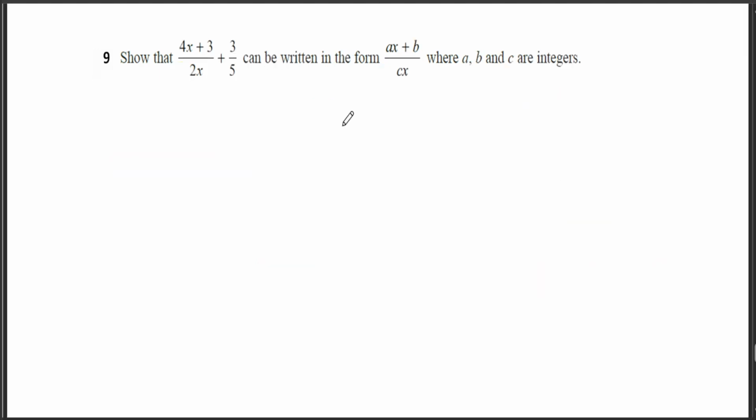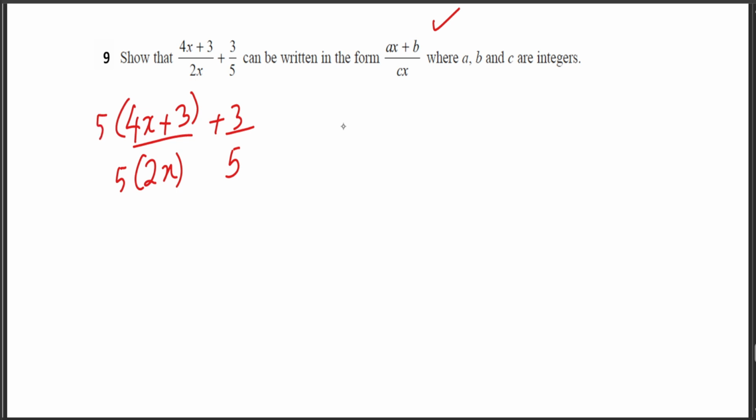How about if you get a question like this? Show that 4x plus 3 over 2x plus 3 over 5 can be written in this form: ax plus b over cx. Okay, very simple now. So what you need to do, you make the denominators the same. So you multiply 5 here, you multiply 5 here. Okay, for this one you multiply by 2x and you multiply 2x here.